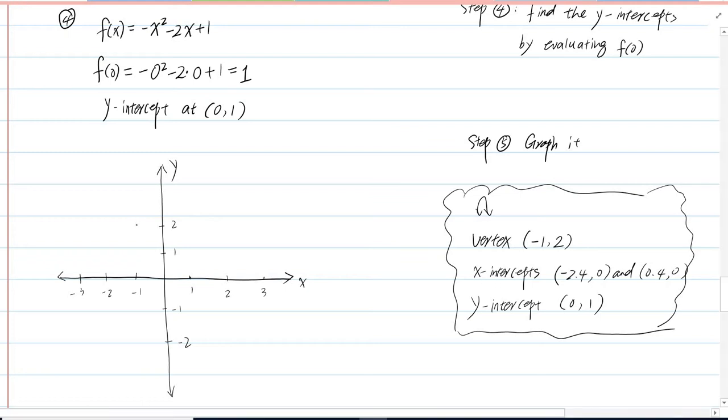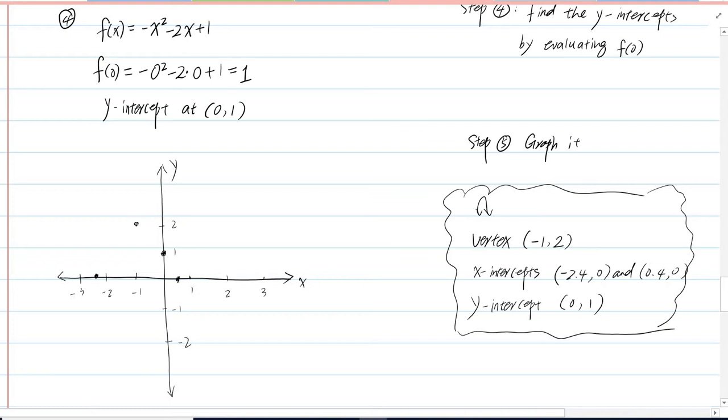So right there is our vertex, right? Here we know it's going to go downward. We also have our x-intercept at negative 2.40, so it's right here somewhere, negative 2.4. And we have 0.4, so right here somewhere. We also have our y-intercept at (0, 1), so this point right here.